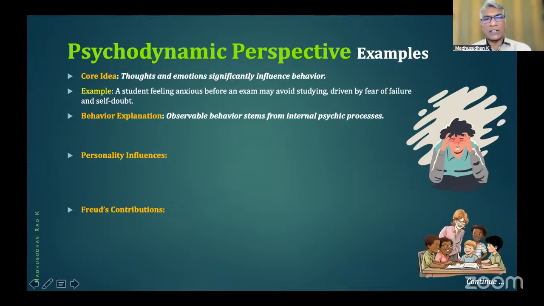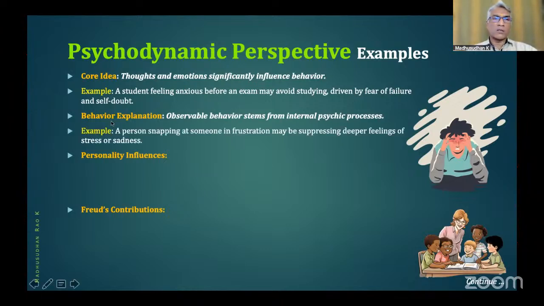Let us see with an example. A student feeling anxious before an exam may avoid studying, driven by fear of failure or self-doubt. He may doubt his capacity and caliber, because he thinks that he will fail the exam. So he will avoid studying. Whenever he sees a book or listens about anything, he gets tensed or stressed. Observable behavior stems from the internal psychic process, what our thoughts are going inside. Due to that, he or she is behaving like this.